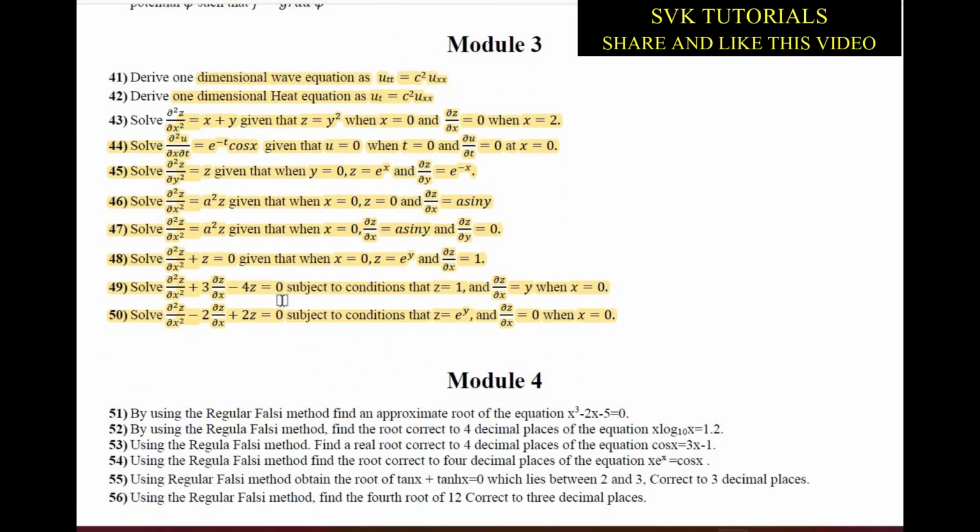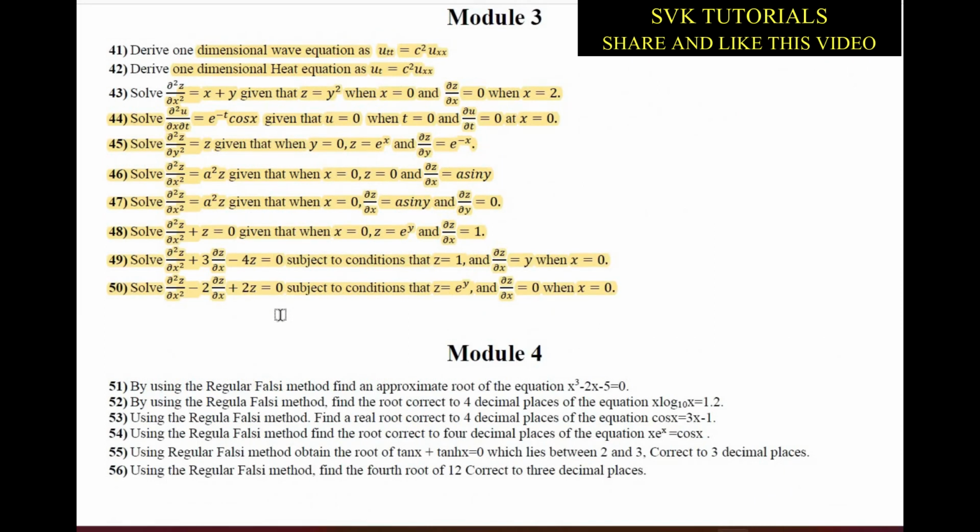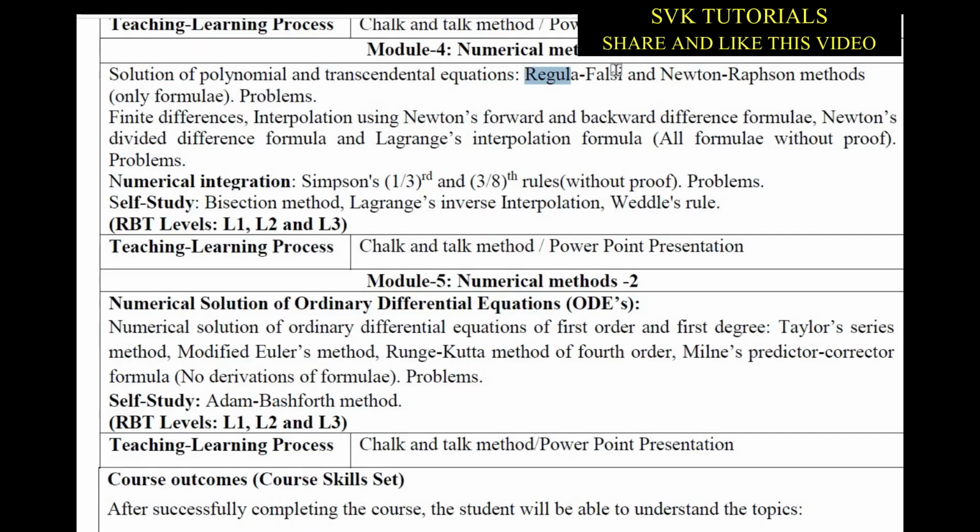So moving on to module 4. It is numerical methods. Module 4 and module 5 are numerical methods, which are easy to solve. And I prefer you not to skip any content of module 4 and module 5. Since you're going to have the Regula Falsi method, Newton-Raphson method, finite difference interpolation, that is forward and backward interpolation, Newton's divided difference interpolation, and Lagrange's interpolation formula.